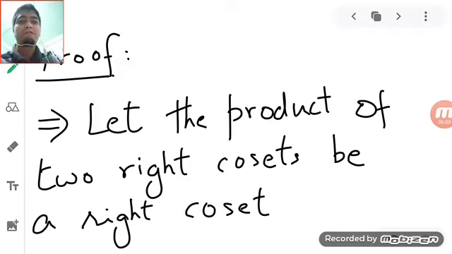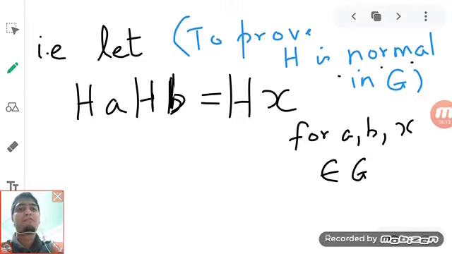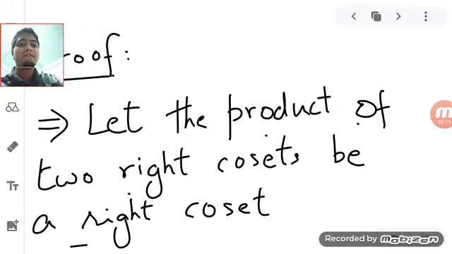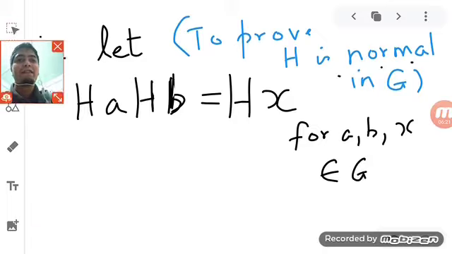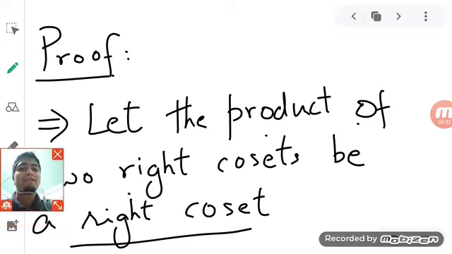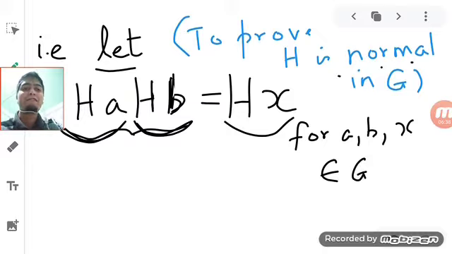Let the product of two right cosets be a right coset. What do we have to do? We have to show that H is normal in G. Since we are given that the product of two right cosets is a right coset, that is what I've written. Let the product, this one is a right coset, this one is a right coset, let it be equal to a right coset HX. We are given just that: the product of two right cosets is a right coset. And we have to show that H is normal in G.